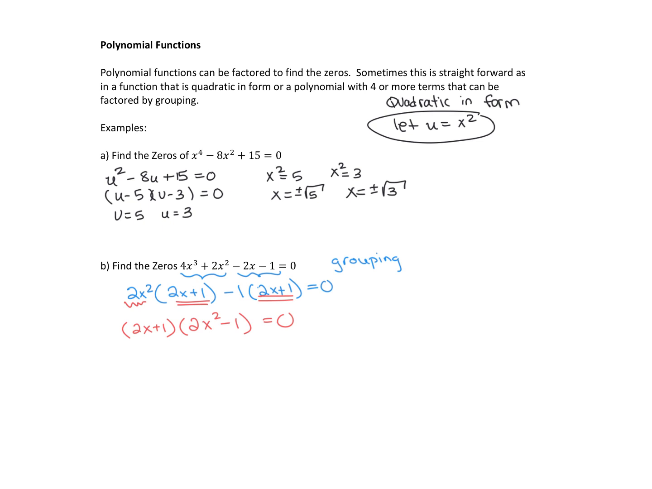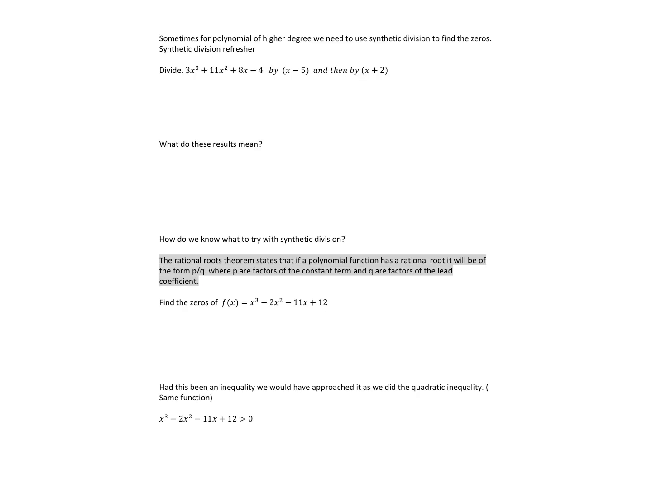At this point, we can use the zero product property. 2x plus 1 equals 0, so x is -1/2. The other factor gives me 2x squared equals 1. X squared equals 1/2, so x is positive or negative square root of 1/2, and if I rationalize that, root 2 over 2. So in this case, we got 3 answers. Those 2 would be pretty straightforward.